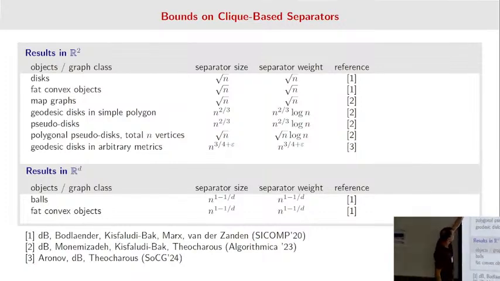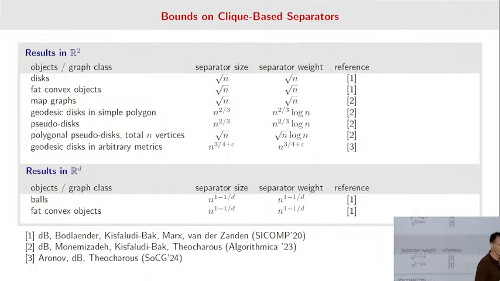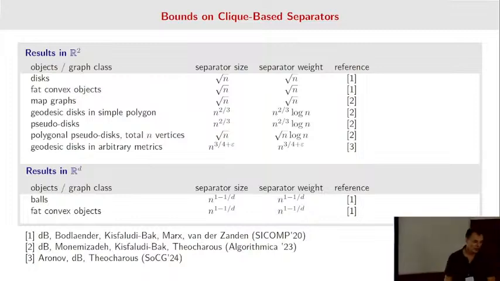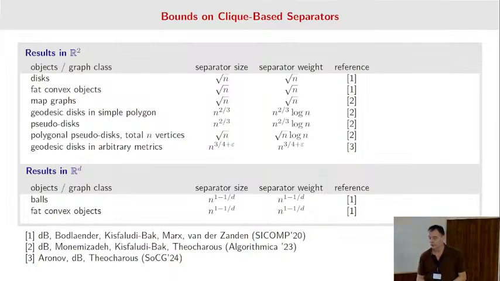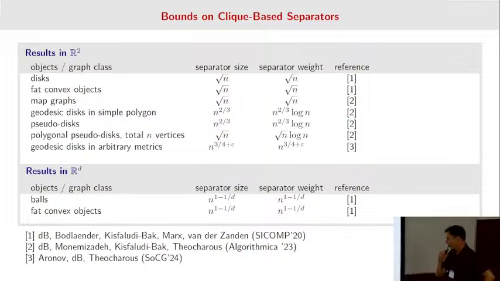Map graphs, pseudodisks, and actually polygonal pseudodisks and geodesic disks in arbitrary metrics. And for each of them, I'm going to sort of hand wave or sketch, if you will, the main idea in the proof. And there's also some results on higher dimensions.